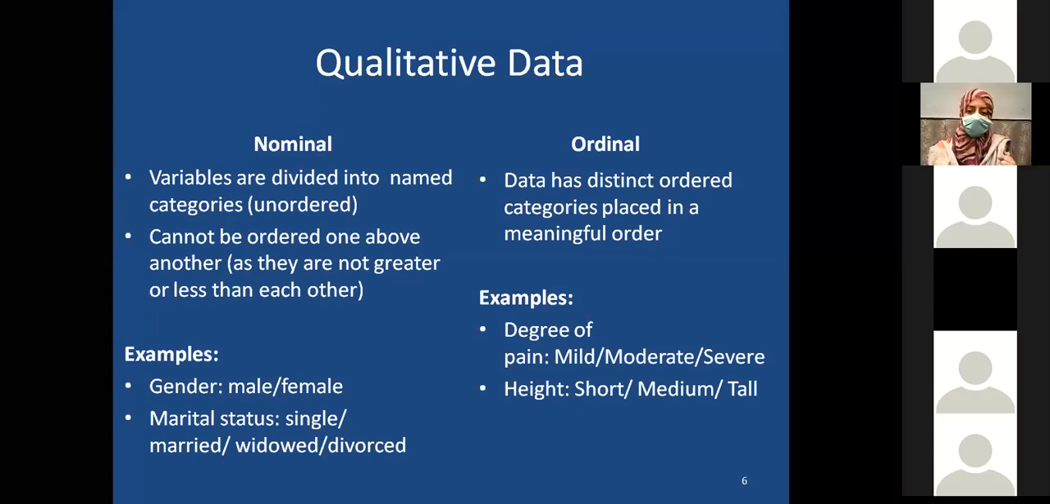Then there's ordinal data, in which the data has distinct orders, okay? And they're placed in a meaningful order. Okay? For example, you have degrees of pain, which are mild, moderate, and severe. You have heights: short, medium, and tall. You have grades, from the lowest to the highest grade, or the highest to the lowest grades, etc.